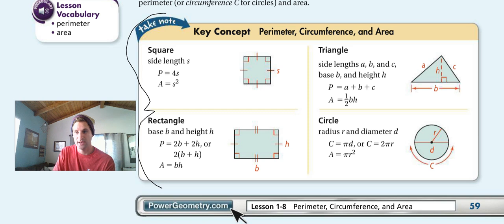And circle has the most specific one, and that would be circumference equals pi times the diameter, or 2 times the radius times pi. If you think about it, 2 times the radius is the same as the diameter, so those are equivalent. And then our area is going to be pi r squared. Let's look at some examples.